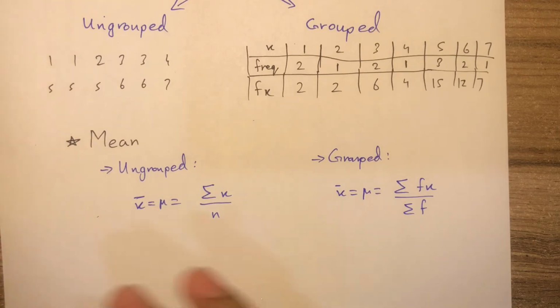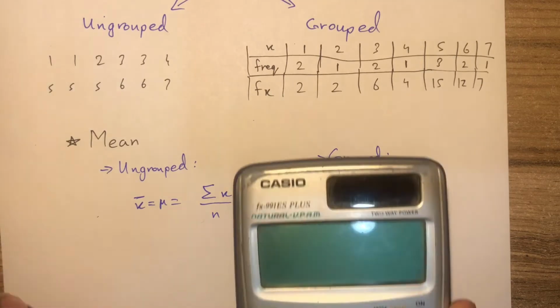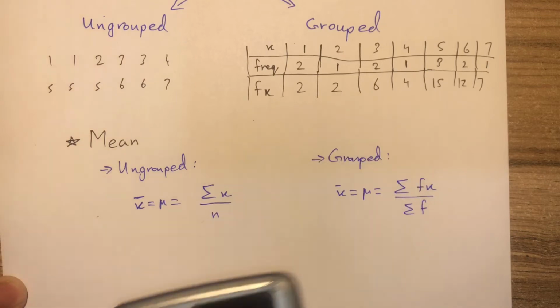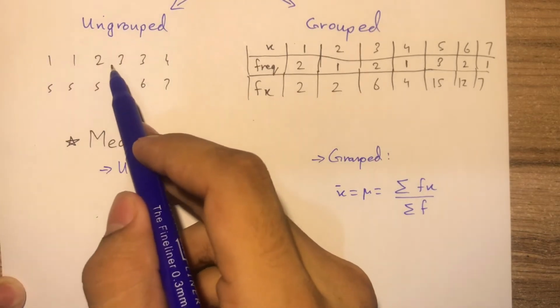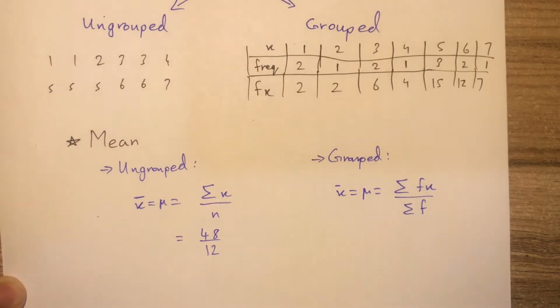I'll find the mean of these two datasets through both of the formulas and we'll see that they'll be the same. Using the first formula, I'll first add the numerators: 1 plus 1 plus 2 plus 3 plus 3 plus 4 plus 5 three times, plus 6 twice, and then 7. I'm getting 48 upon 1, 2, 3, 4, 5, 6, 7, 8, 9, 10, 11, 12. So 12, right? So this is equal to 4.